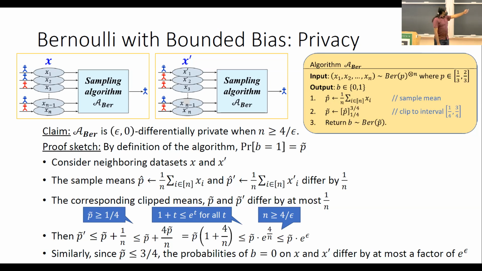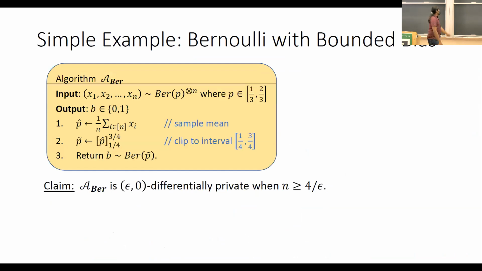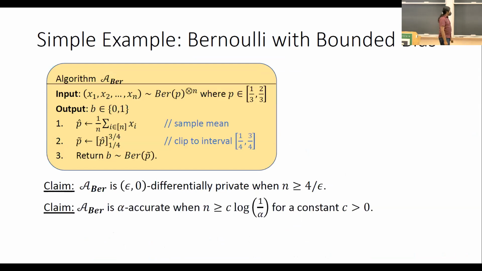Okay, cool. Yeah. So I'm not going to give you an accuracy proof, but you can show that this algorithm is alpha accurate when n is larger than log 1 over alpha. And so if you combine these two things, you get a differentially private and accurate algorithm as long as n is roughly 1 over epsilon plus log 1 over alpha. It's really the maximum of the two, but that's sort of equivalent to the sum.